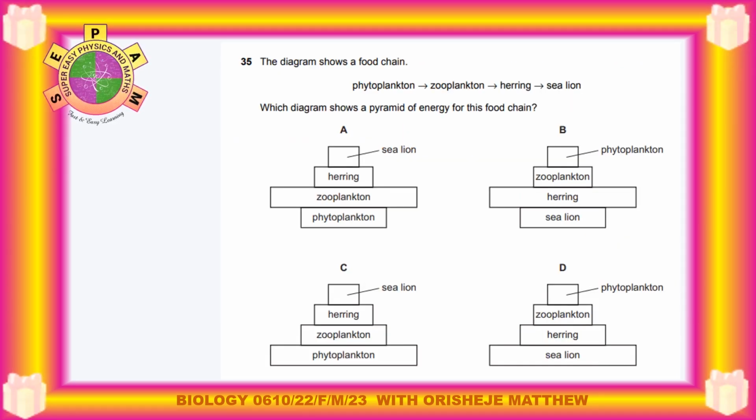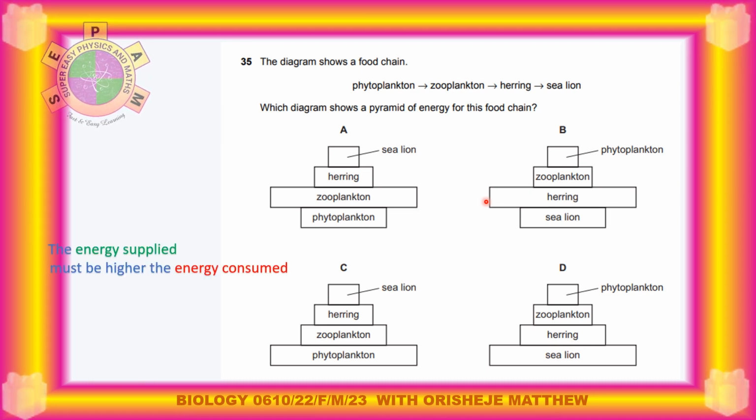Question 35. The diagram shows a food chain: phytoplankton, zooplankton, herring, and sea lion. Which diagram shows a pyramid of energy for a food chain? What you need to know is that the energy supply must be higher than the energy consumed. So this one is wrong because the number of the zooplankton is more than that for phytoplankton, so it's wrong.